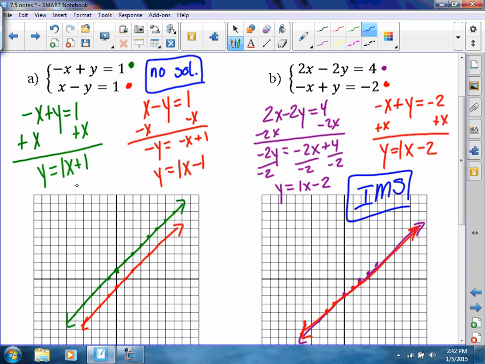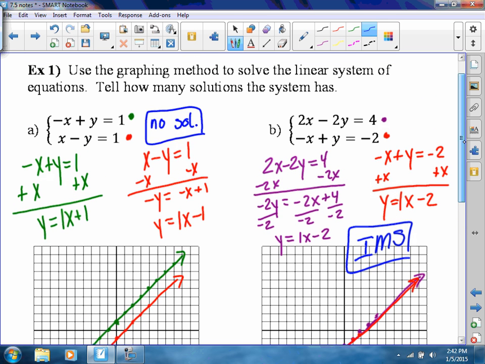Or here for part A, you can see that they're going to have the same slope. So you know they're going to be parallel. So you know there's going to be no solution. But yes, you still have to graph the lines. We want to see those pictures of what's going on as well. Especially since the directions said to use the graphing method. That means you have to graph.